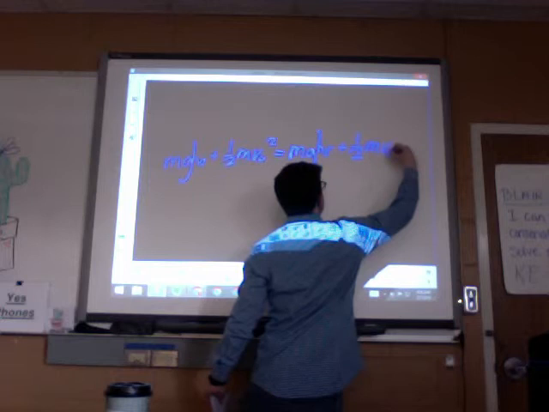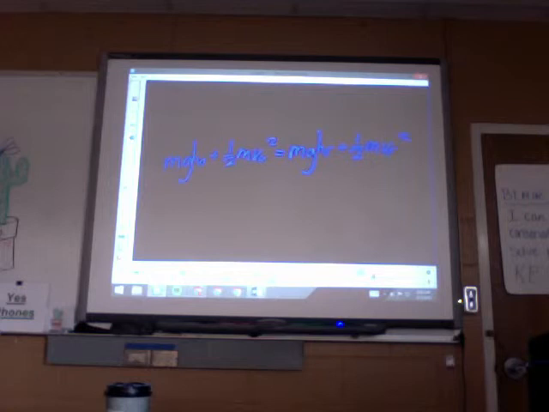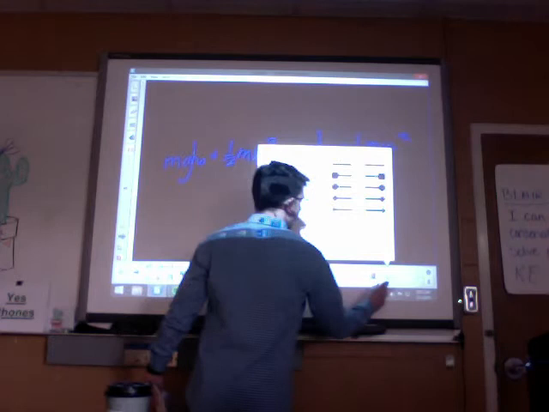That's the conservation of energy, that scary equation. MGH initial plus 1/2 MV initial squared equals MGH final plus 1/2 MV final squared. I'll do a little broader strokes here. Maybe that'll be easier. Yeah, I think that'll be a little more visible.